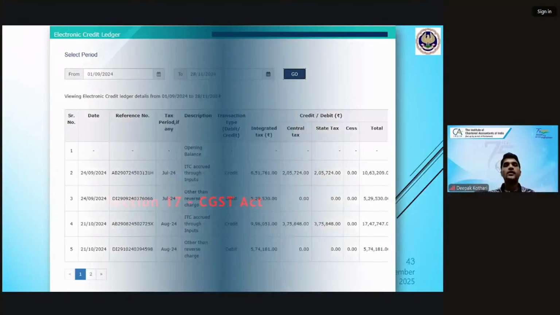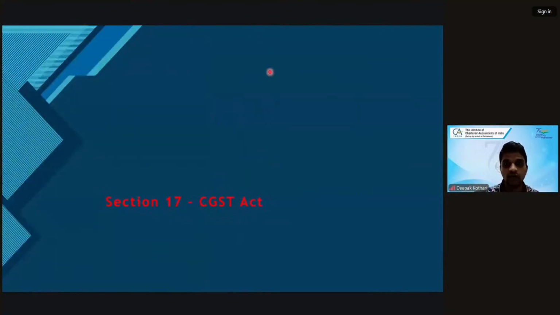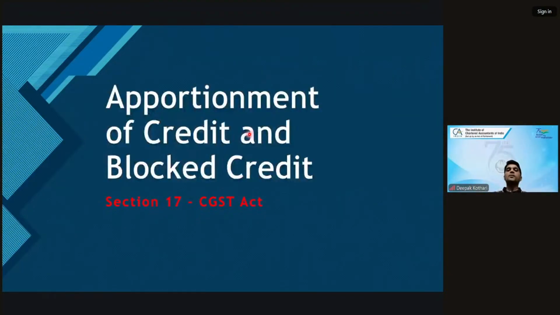Okay. Now we understood section 16 पूरा detail में हमने समझ लिया है. Now we'll go to section 17, which is apportionment of credit and block credit. I was talking so much on block credit. Now, what is that block credit? We will learn under the section 17 and also apportionment. Apportionment, we have basically understood the concept. What is apportionment?